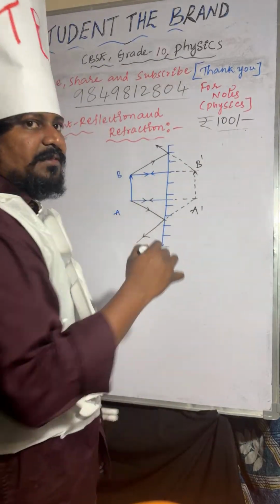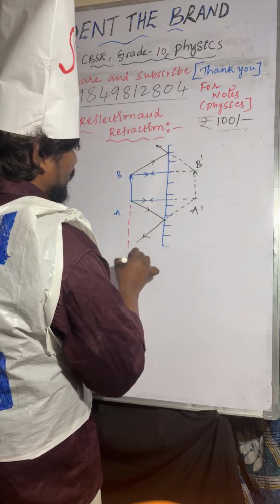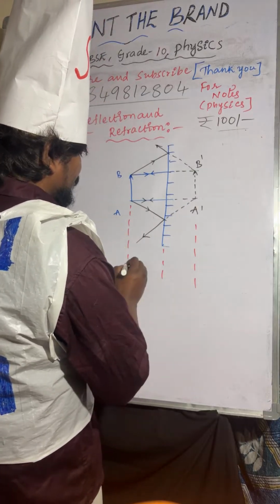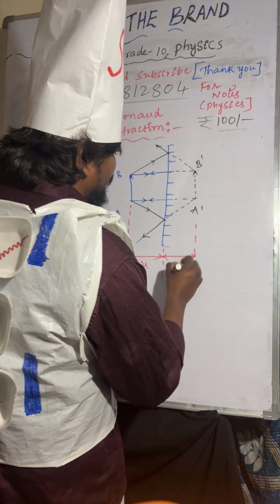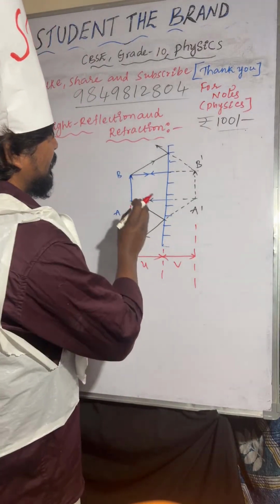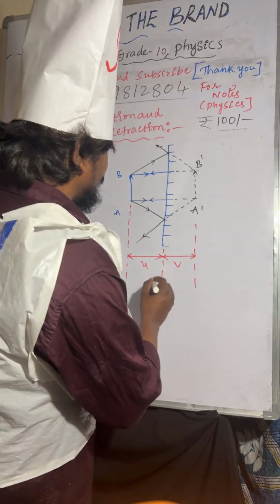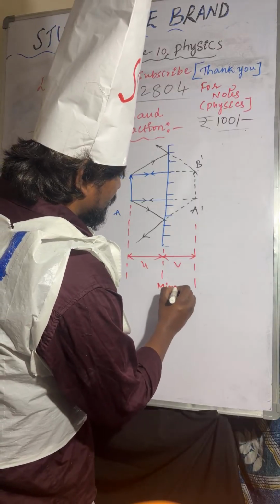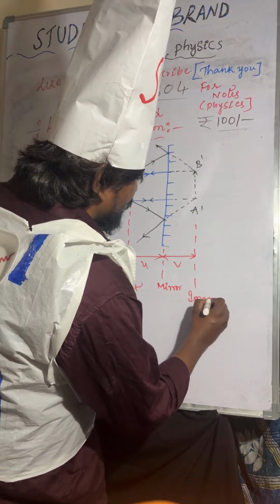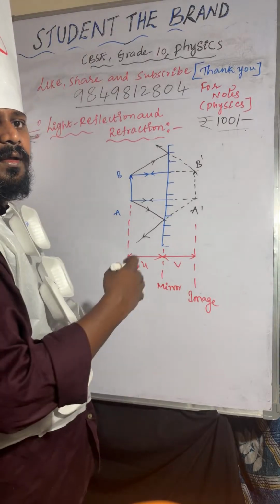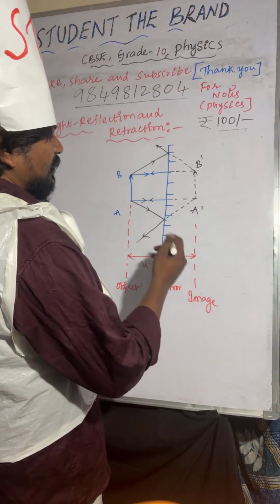Okay. So the distance between object to mirror is called object distance. This is the object, the middle one is the mirror, and this one is the image. The distance between mirror to image is called image distance. So once again, the distance between object to mirror is called object distance, and the distance between mirror to image is called image distance.